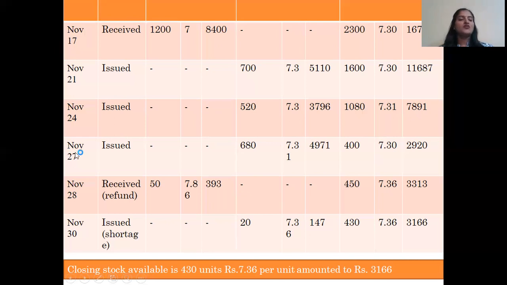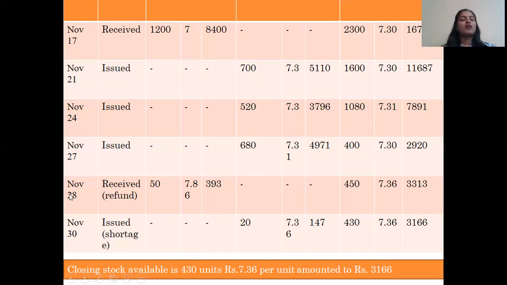Next one. On 22nd, again, we have issued. How many units have been issued? 680 units we have issued. We have calculated the cost per unit. Directly take that cost per unit here. So 680 into 7.31, you are going to get 4,971. Now, 1,080 minus 680, you are going to get 400. Likewise, if you subtract 4,971 from 7,891, you are going to get 2,920.